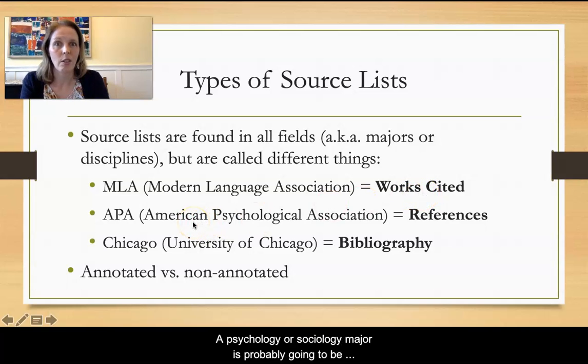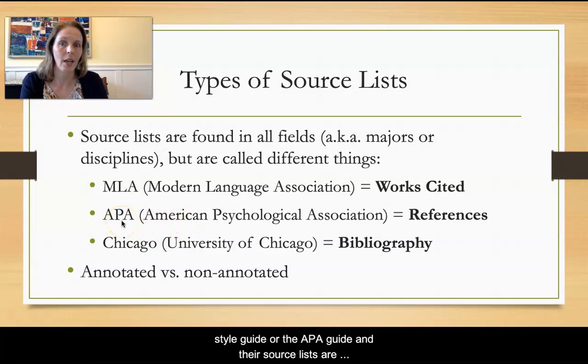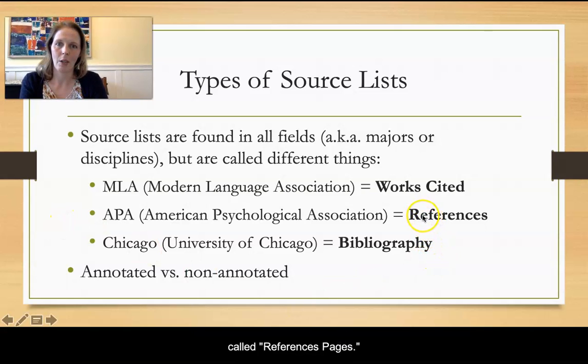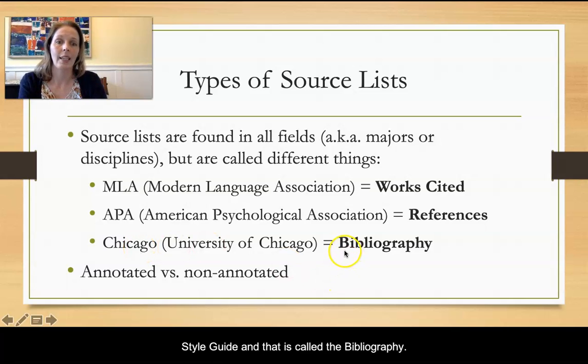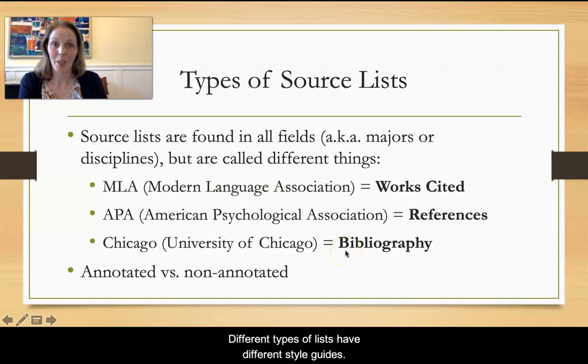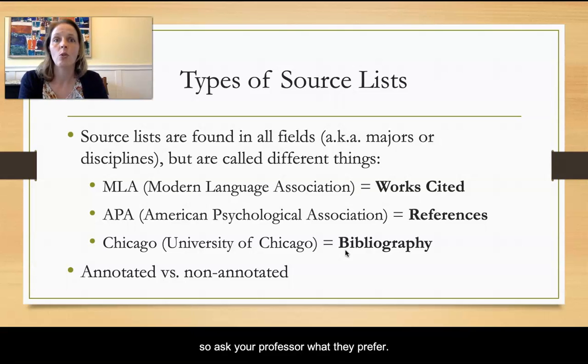A psychology or a sociology major is probably going to be asked to use the American Psychological Association's style guide, or the APA guide, and their source lists are called references pages. And then in a history class, you might be asked to use the Chicago style guide, and that is called the bibliography. So different types of lists have different style guides. The rules are different for each style guide, so ask your professor what they prefer.